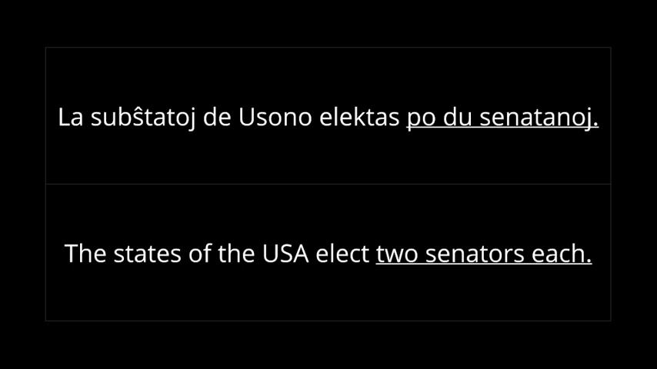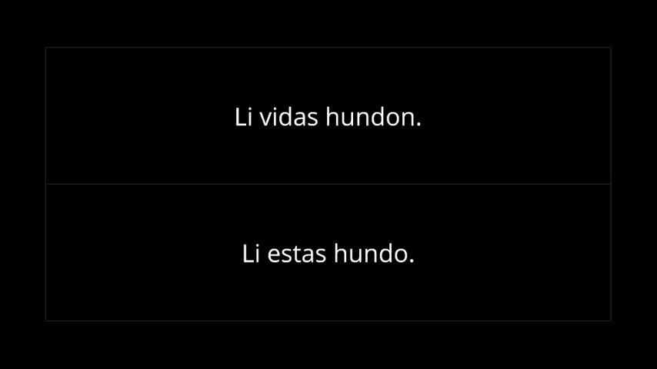Predicates. This is a real simple concept grammatically, but it might not be one that an English speaker is necessarily familiar with. There's a difference between these two sentences. You notice that the first sentence has an accusative N on the end of hundo, hundon, right? Li vidas hundon. The second one does not. Li estas hundo. That's because the thing that comes after the verb esti, to be, is not a direct object. It's a predicate. In this case, it's a predicate noun.